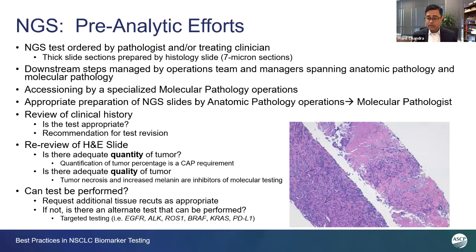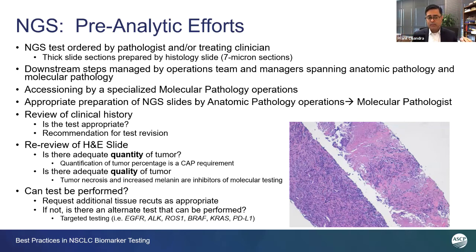Is there adequate quality of tumor? The picture that I'm showing here on the lower right-hand side shows a lot of tumor necrosis, and so that can be an inhibitor to the PCR. So these are things that the pathologist will take into consideration, and then they will outline an area of the tumor that is best suitable for next generation sequencing, and then we have technologists that will microdissect that tissue for next steps, which I'll get into.